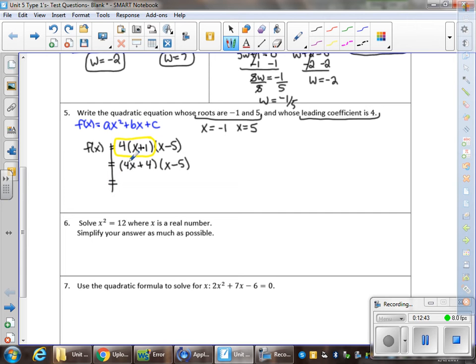Now I FOIL. 4x times x is 4x squared. 4x times negative 5, 4 times x, and 4 times negative 5. When I combine like terms, I get my final answer. Option 2, let's rewrite the equation.